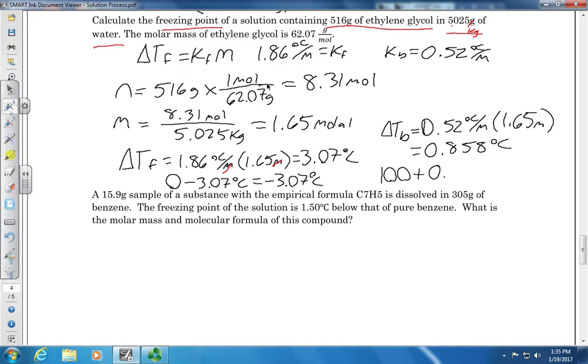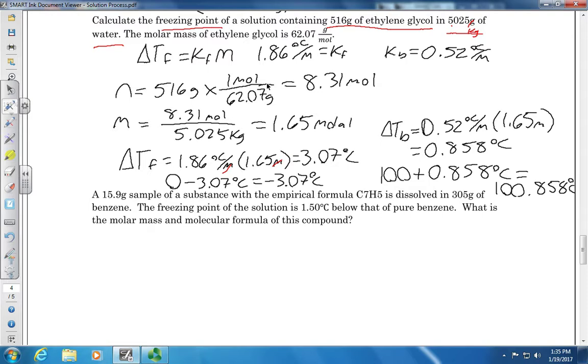Comparing that with the boiling point of water, which is 100 degrees Celsius, you simply add your delta T sub B, which is 0.858 degrees C, which gives us a boiling point of 100.858 degrees Celsius.